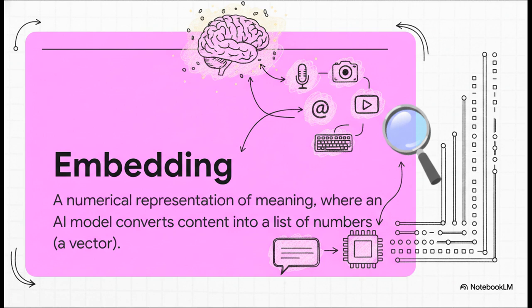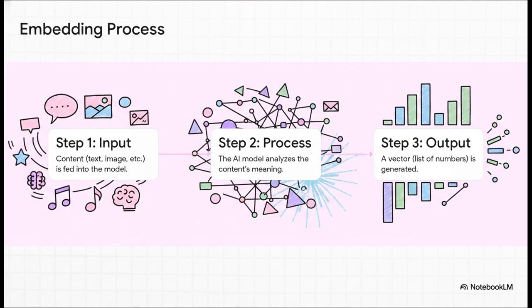And that special list of numbers? That's called a vector. The process itself is actually pretty simple on the surface. You give it some content, the AI model does its magic, and boom, out pops a vector. It's that list of numbers that holds the secret sauce, the actual representation of the original idea.